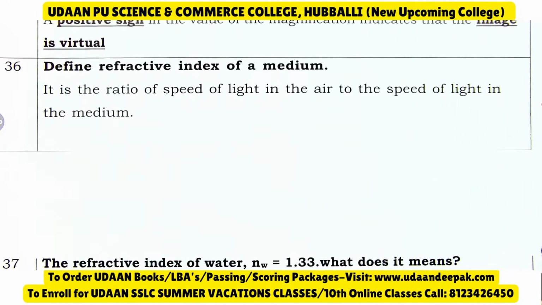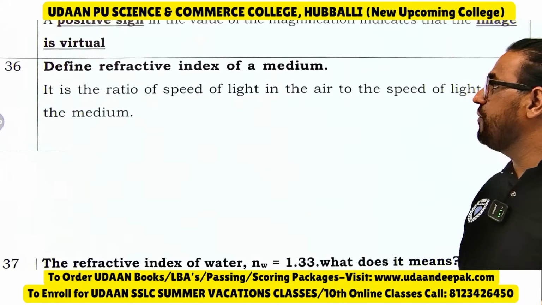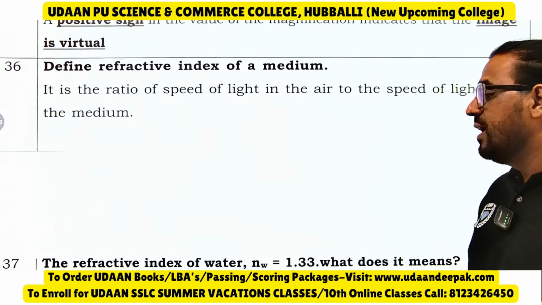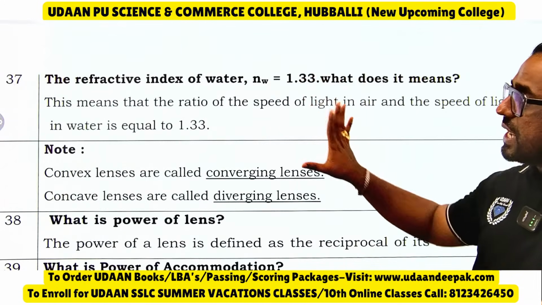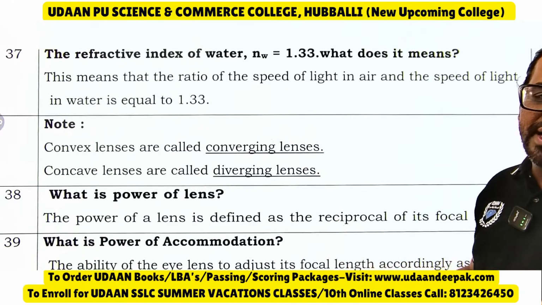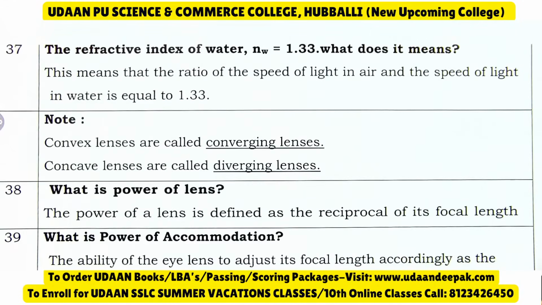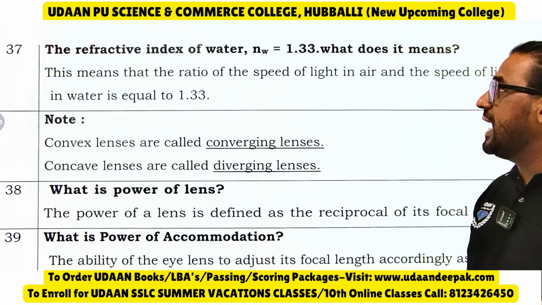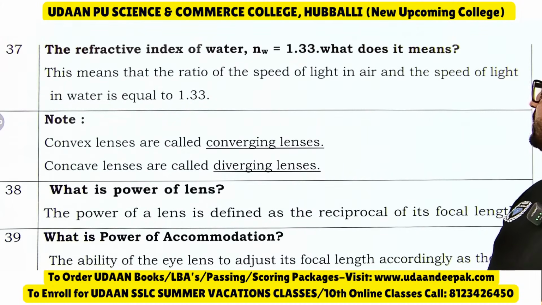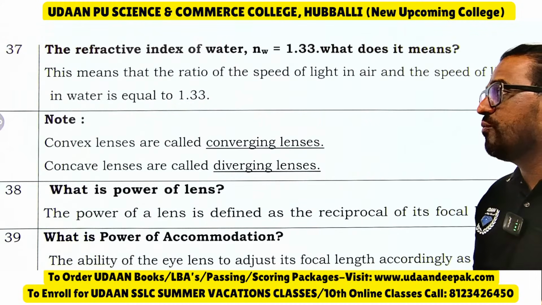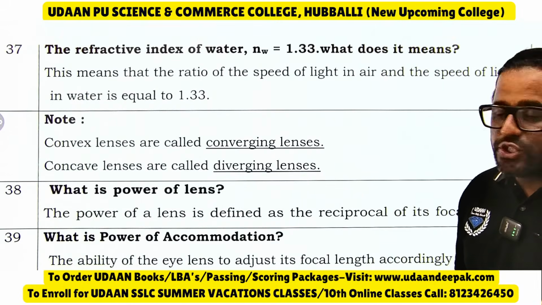Define refractive index. It is a ratio of speed of light in air to the speed of light in medium. Then this question has come many a time. The refractive index of water, that is n_w, is 1.33. What does it mean? This means that ratio of speed of light in air to the speed of light in water is 1.33. This one you should know.